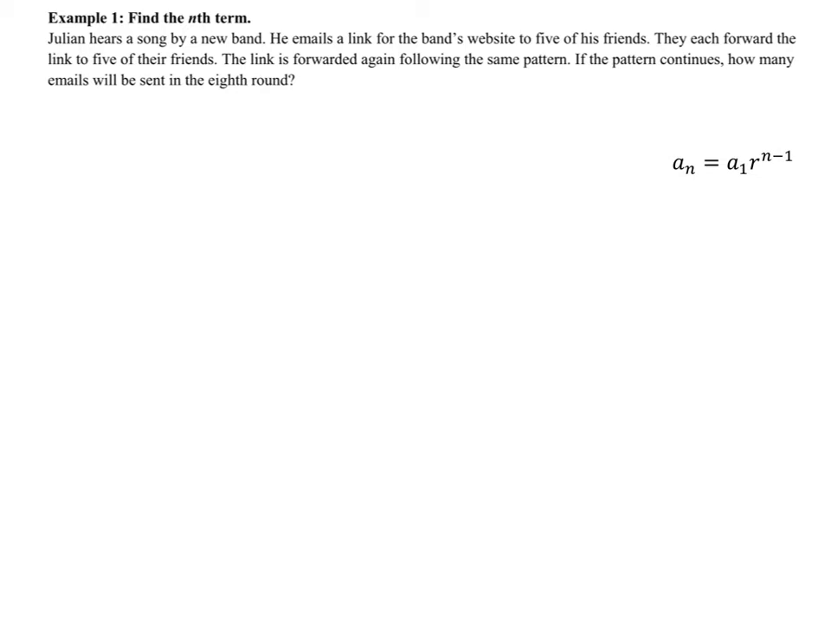So we want to start with our formula, and we want to see, okay, what do we know? Well, we know that A sub 1, on the first round, Julian is sending out 5 emails. And then they each forward that link to 5 of their friends. So we know that those 5 people are sending it to 5 more people. So we're multiplying by 5. So in this case, R is also 5.